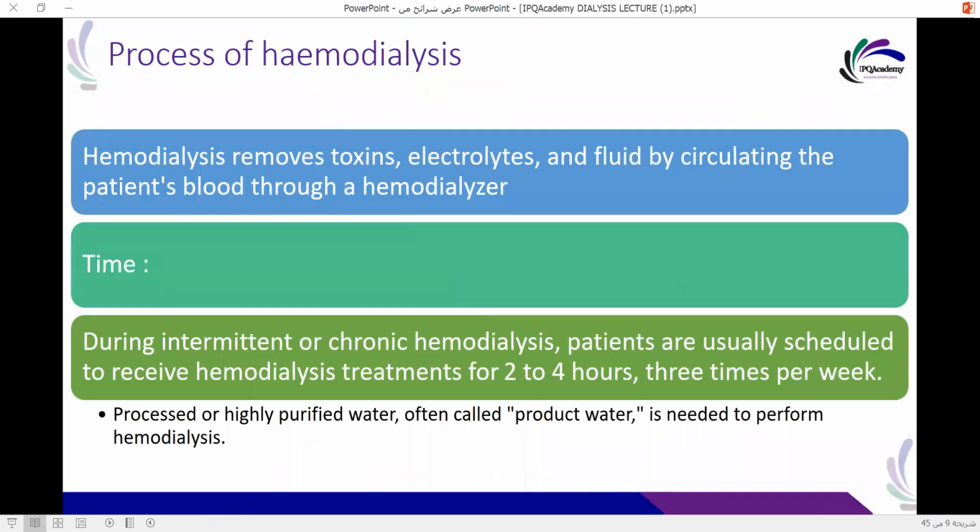So, the process of hemodialysis. Hemodialysis removes the toxins, electrolytes, and fluids by circulating the patient's blood through the hemodialyzer. During intermittent or chronic hemodialysis, patients are usually scheduled to receive treatments for 2 to 4 hours, 3 times per week. The processed or highly purified water, also called product water, is needed to perform the hemodialysis.